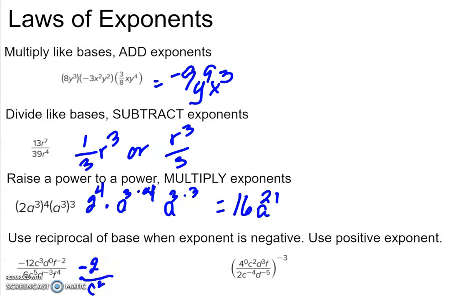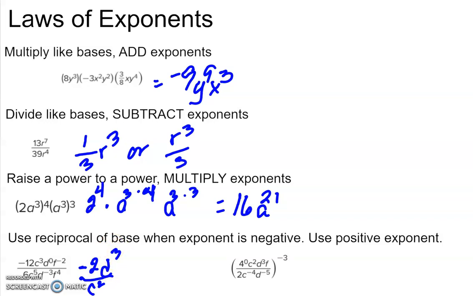D to the 0. Anything to the 0 power is 1. So really, I don't have a d up on top because that equals 1. But I do have a d to the negative 3rd on the bottom. So think of the base as 1 over d to the negative 3rd. And the reciprocal of 1 over d is d. So to make that positive, I would have d on the top as a positive 3.